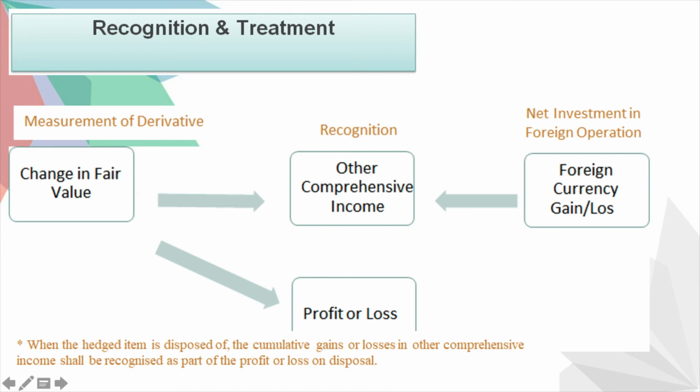So when the hedged item is disposed of, the cumulative gains or losses in other comprehensive income shall be recognized as part of the profit or loss on disposal.